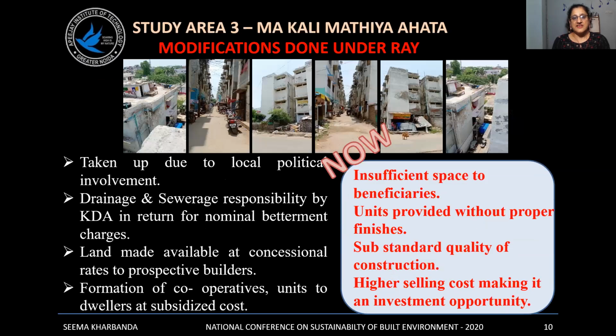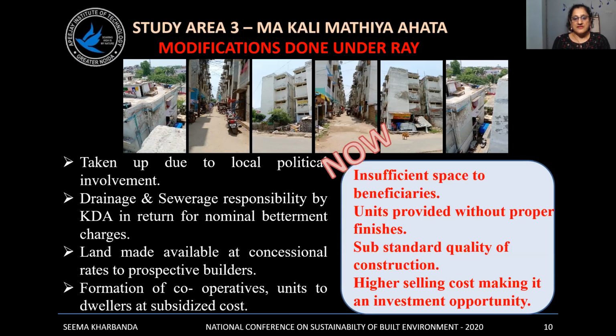The third study area is MATHIYA AHATA, and this was taken up due to pressure of the local political leaders by KDA. In this, the drainage and sewerage responsibility was taken up by the KDA in return for nominal betterment charges. And in this AHATA, the land was made available at a concessional rate to the prospective builder, who developed a part of the land as housing for the AHATA dwellers, and the rest of the area was available for him to sell off as per his wishes. And there was formation of cooperatives, and the units were given to the dwellers at a subsidized price.